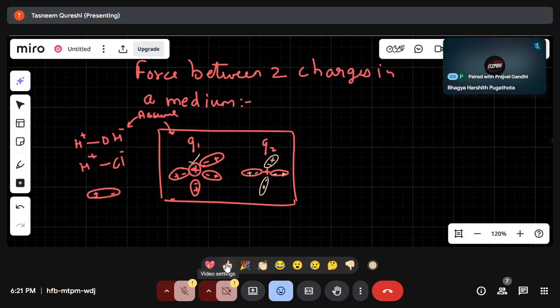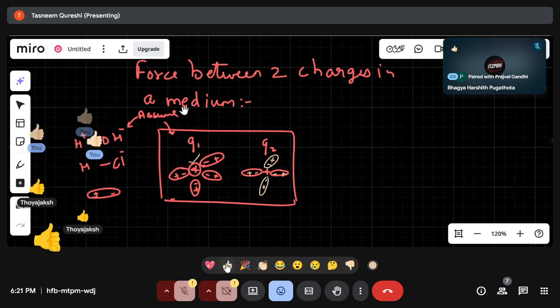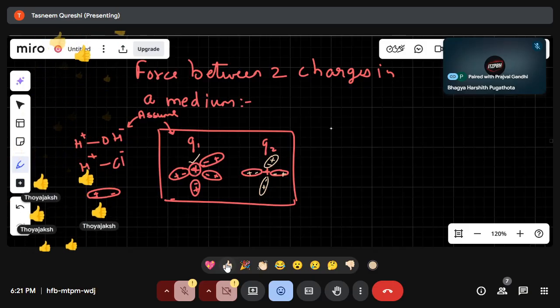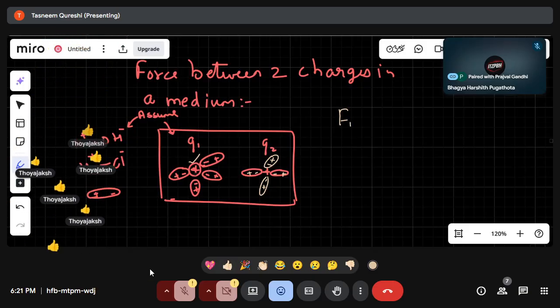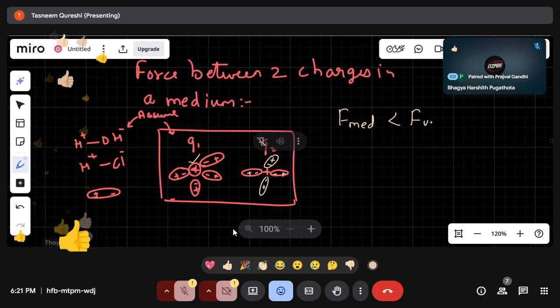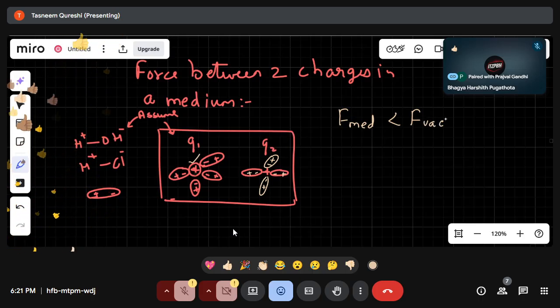Okay, so whatever I am trying to say is your force will reduce, meaning if I try to write the force in medium, it will be less than the force in vacuum. Why? Because the charges got surrounded by the medium's molecules. So how can I write the force in vacuum? K Q1 Q2 divided by R square. Or I can write it like this.